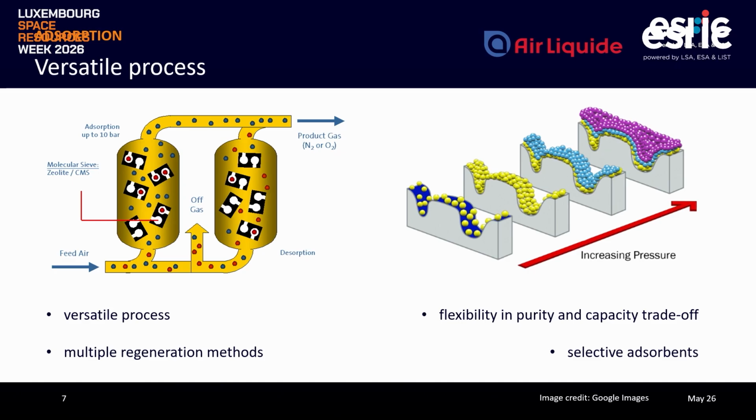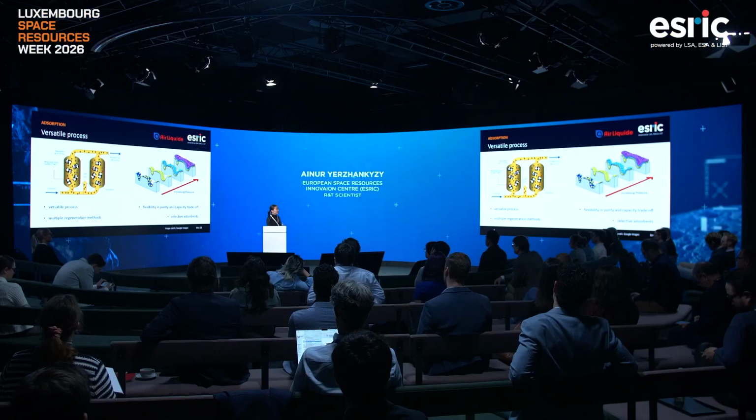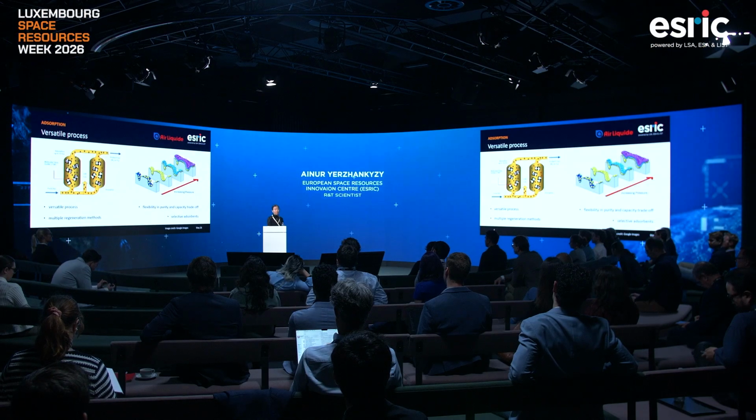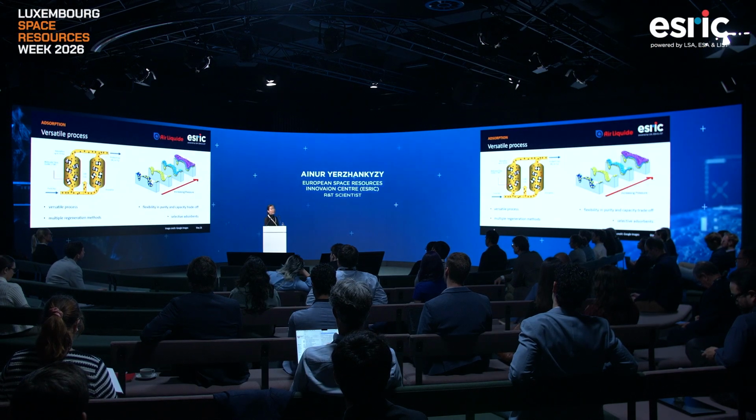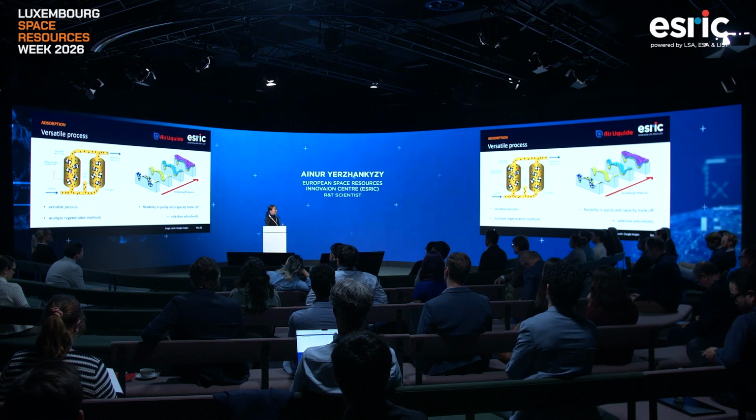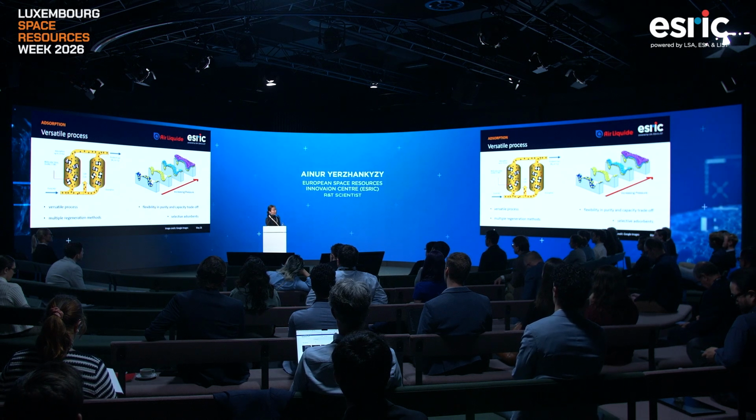For those of you who don't know, adsorption is a very well-established technology on Earth, and it is used primarily for gas separation and purification. These columns are filled with adsorbents that selectively adsorb certain gas molecules. Generally, we have two columns to imitate a continuous process, because the columns are filled with adsorbents that become saturated at some point. On the right side, you can see an image, basically just a cartoon showing how adsorbents work.